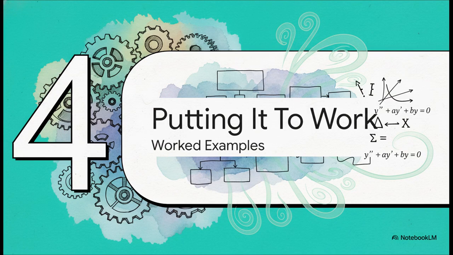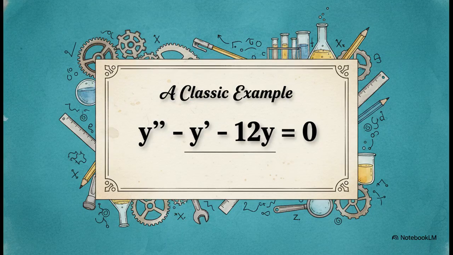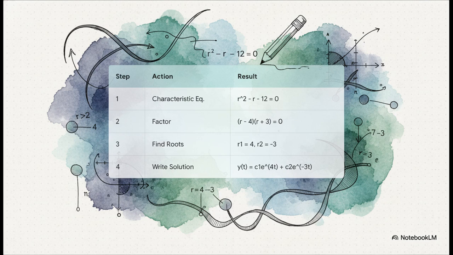All right, theory is great and all, but let's get our hands dirty and make this real with a couple of examples. Let's see this recipe in action. Okay, first up, y double prime minus y prime minus 12y equals 0. This is a classic example. Let's fire up our recipe. All right, step 1. Write the characteristic equation. That's just r squared minus r minus 12 equals 0. Easy. Step 2, we factor that, which gives us roots of 4 and negative 3. And step 3, we just plug those right into our general solution formula. And just like that, we're done.